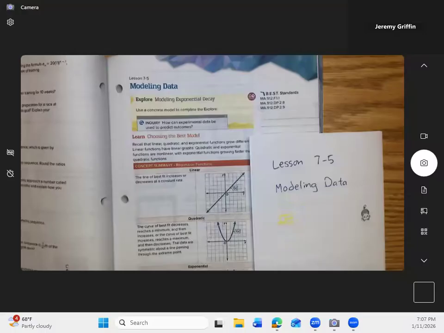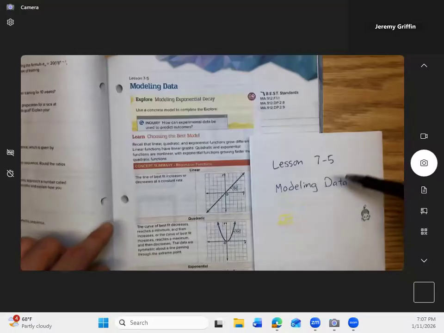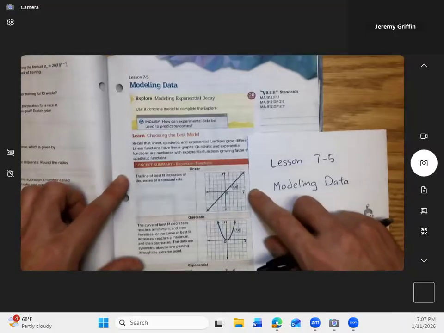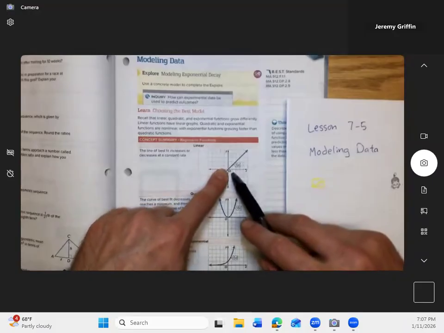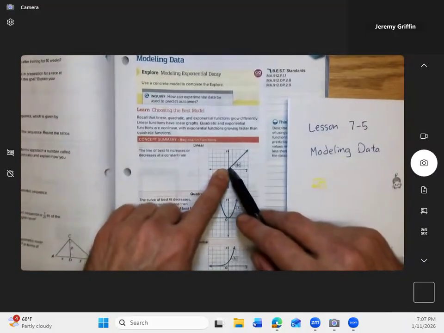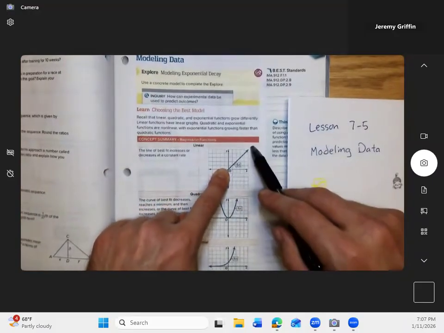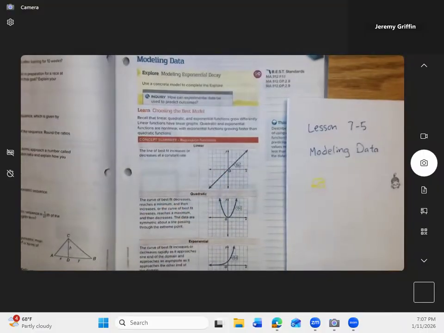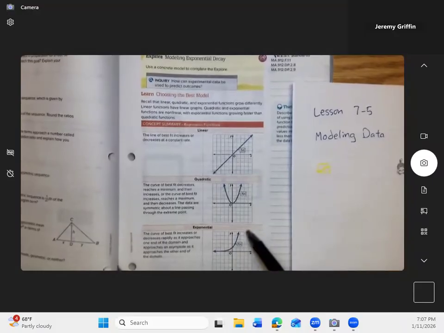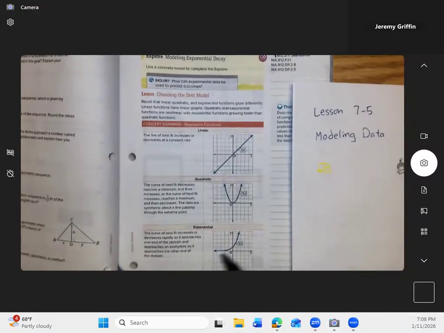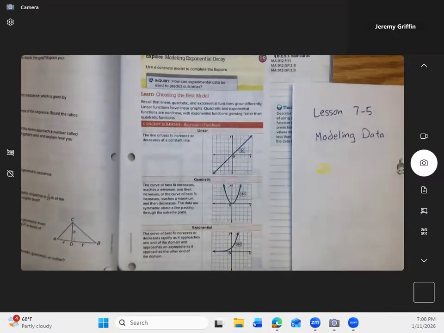Lesson 7.5, modeling data. Let's look at some overall trends here. If you see a linear trend, or say two variables are directly related, say as x increases, y increases at a constant rate, you can find that slope. Quadratic looks like a parabola. And then exponential, which we've been working on for about a week now, takes this type of curve. Those are some main type curves you guys have seen, and this last one is due to this class.